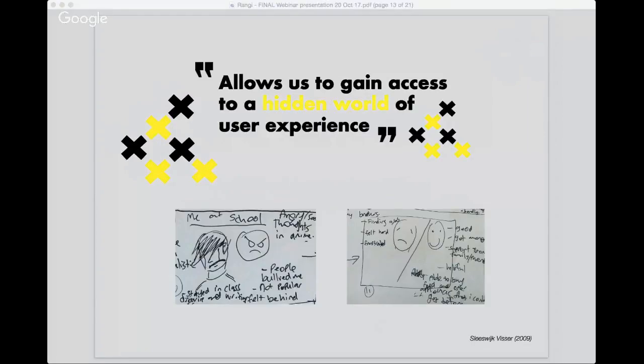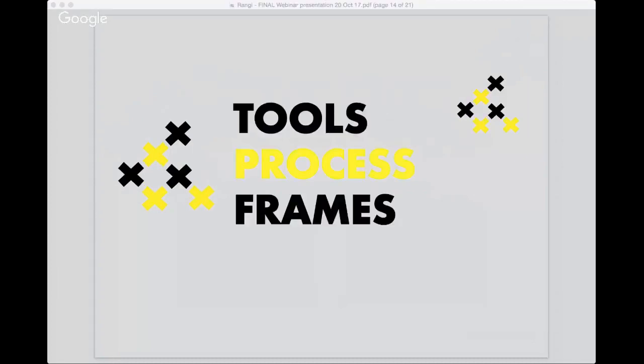So design allows us to gain access to hidden worlds of user experience, where verbal interviews can sometimes allow articulate people to tell you about their lived experience. Design tools can help you dig deeper into things that aren't so explicit: assumptions, worldviews, values, beyond just behavioural things and things that we can easily articulate. Next slide, please. So it is a set of tools, it is a process, and it gives us frames to work within. Next slide, please.